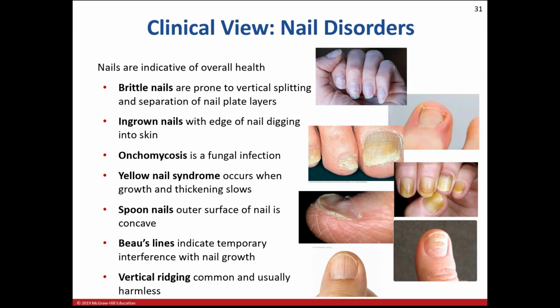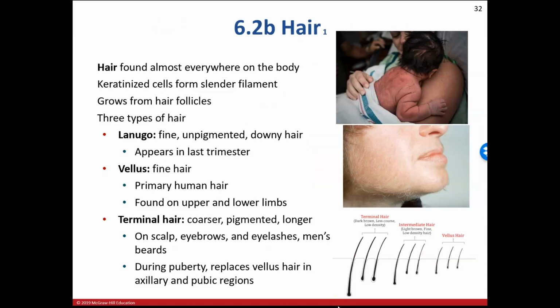And then we have Beau's lines, which are going to indicate a temporary interference with nail growth. And vertical ridging here is common and usually harmless, but it could mean that maybe you have some type of vitamin deficiency.